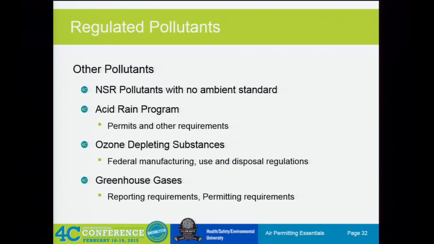Other pollutants that are referred to include NSR pollutants with no ambient standard, and the acid rain program. There are some specific permits and/or other requirements for the acid rain program that we're not going to discuss today. Ozone depleting substances, so your chlorofluorocarbons, include federal manufacturing, use, and disposal regulations. And then there are the greenhouse gases, which currently have reporting requirements and some permitting requirements that are being discussed between the agencies.